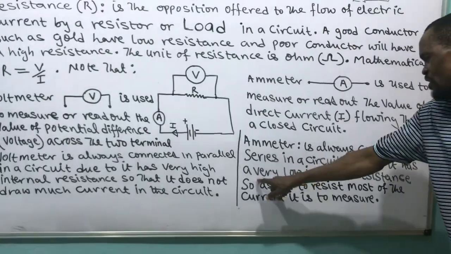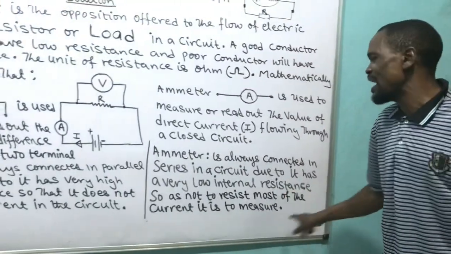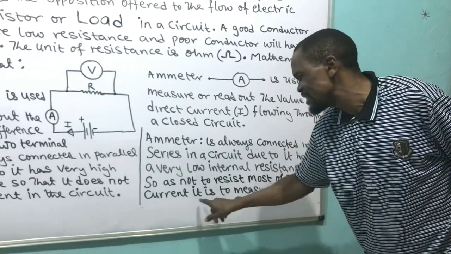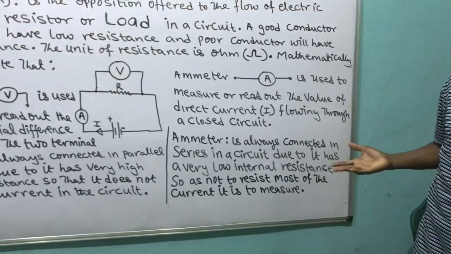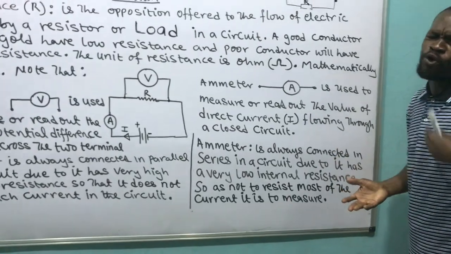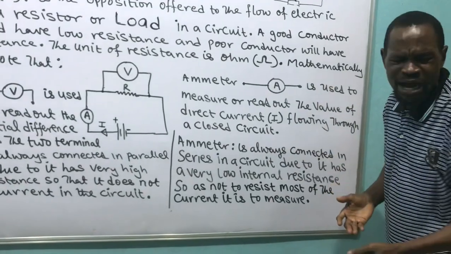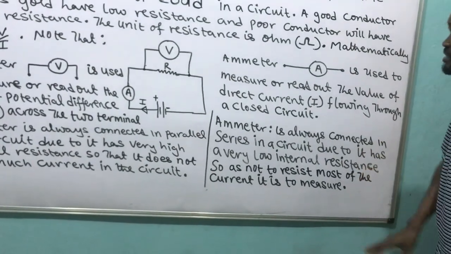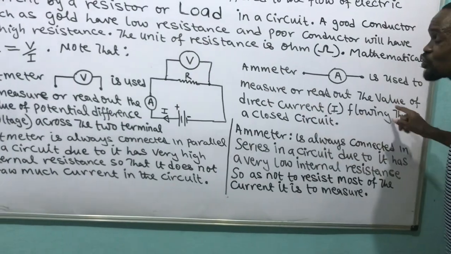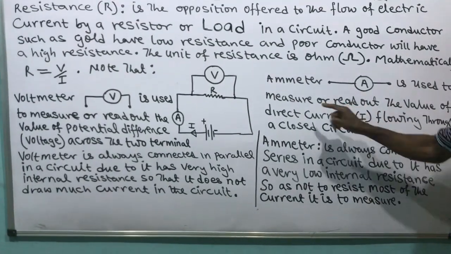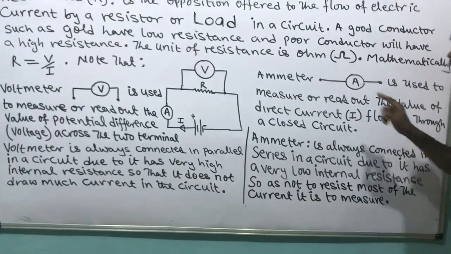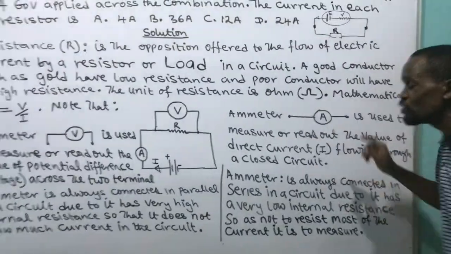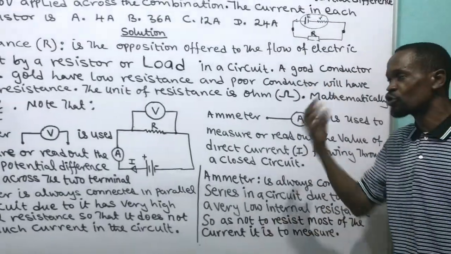We said it has a very low internal resistance, so as not to resist most of the current it is to measure. It can't consume the current that is given to it to measure out. That's why it's always connected in series. Note it, ammeter is always connected in series because it has a low internal resistance. So it has nothing to offer to the flow of current. Rather, it reads it out for us to see the value.